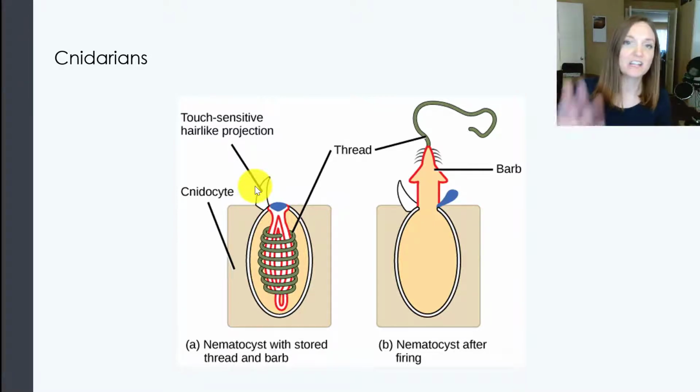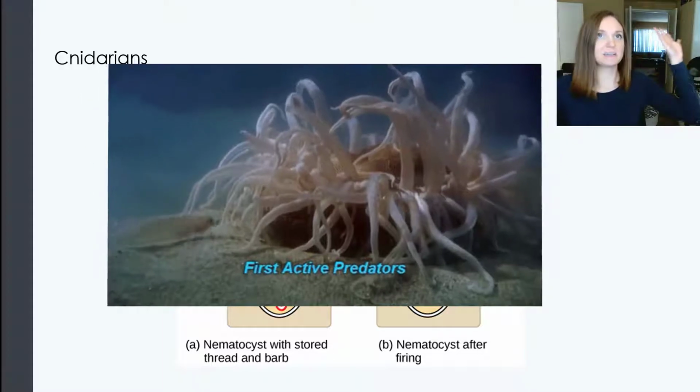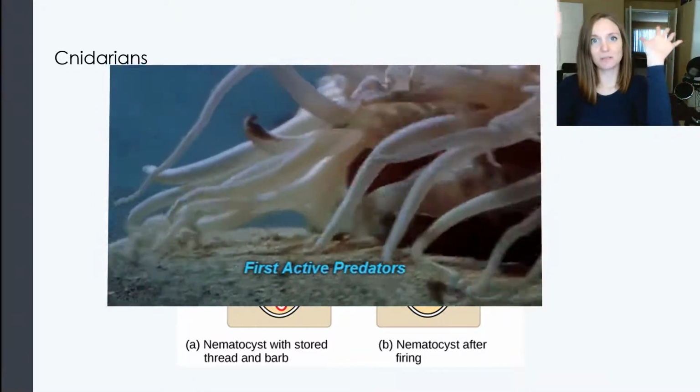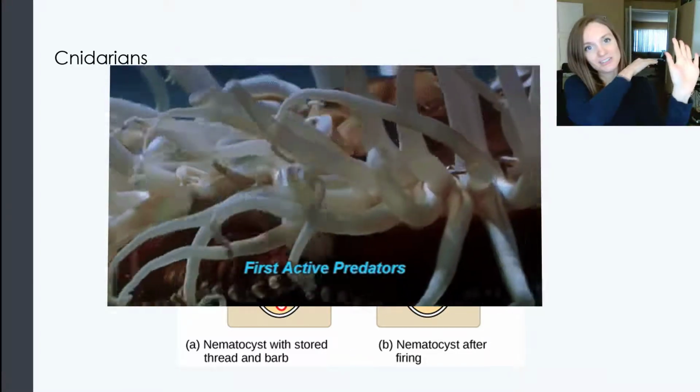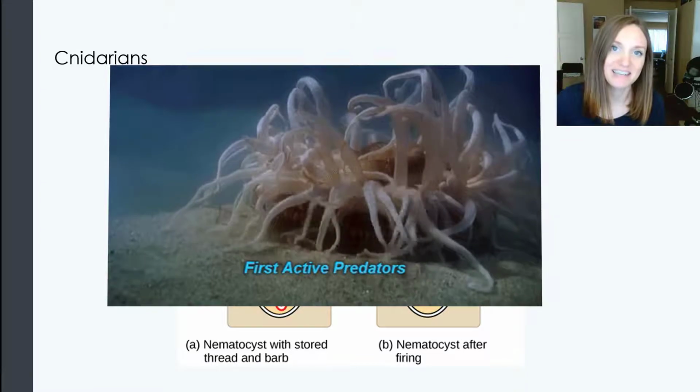These are touch sensitive, so in order to inject that nematocyst, they just have to be touched. The cnidarian can just be sitting there, think like an anemone, with its tentacles out. Something swims by, brushes up against one of these cnidocytes, and that triggers the nematocyst.